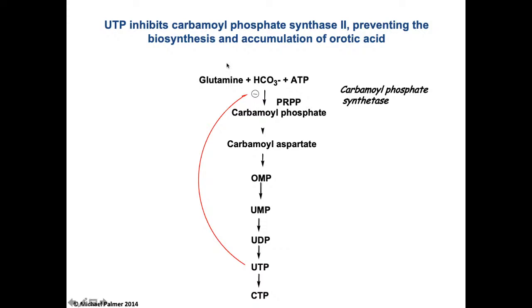Now further, UTP inhibits carbamoyl phosphate synthetase II, preventing the biosynthesis and accumulation of orotic acid. So you have glutamine plus bicarbonate plus ATP, and then in the presence of PRPP you have carbamoyl phosphate. Then carbamoyl aspartate is produced, then OMP, UMP, UDP, UTP and CTP. So this UTP will actually be the negative feedback inhibitor and will interfere with the enzyme. It will not let it work properly. So in this way, it will interfere with that.